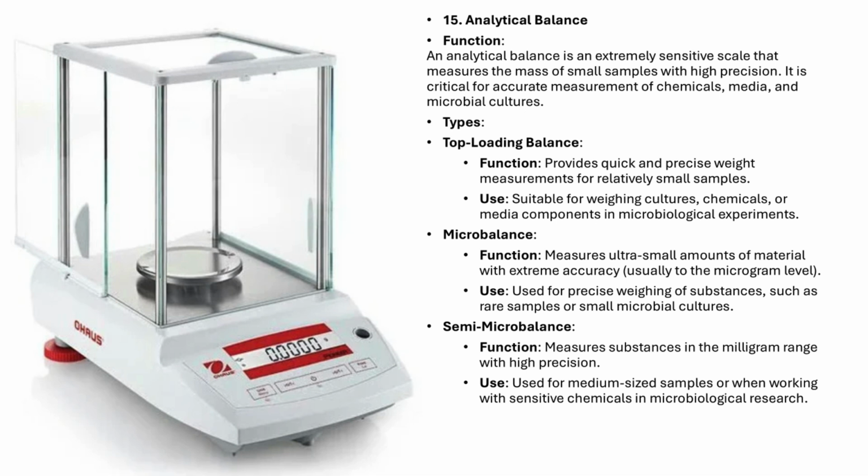Microbalance. For even greater precision, we have the microbalance, which measures ultra-small amounts of material with extreme accuracy, often down to the microgram level. This balance is ideal for weighing rare samples or tiny microbial cultures that require high precision. Semi-microbalance. The semi-microbalance falls in between, offering accuracy to the milligram range. It's often used for medium-sized samples or when working with sensitive chemicals in microbiological research that require high-precision weighing.